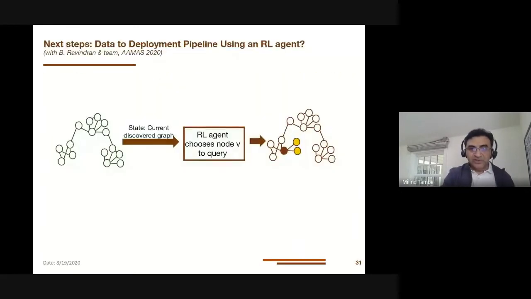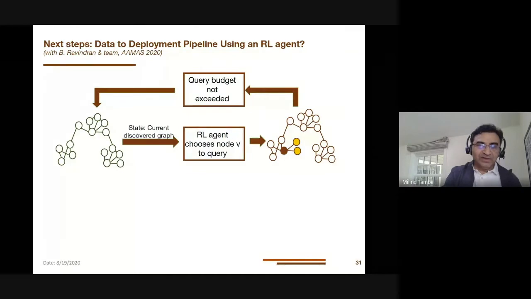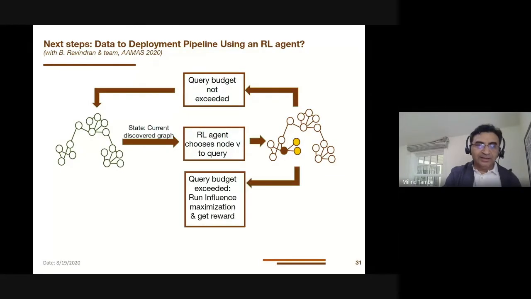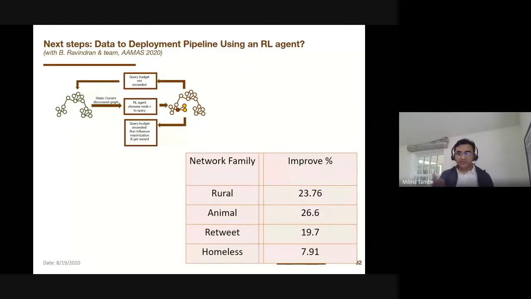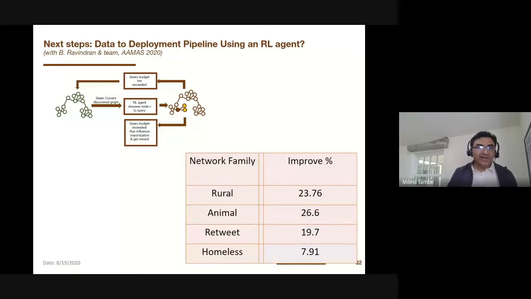So I'm going to skip this video. A last bit on this before we stop for questions. More recently, with Professor Ravindran at IIT Madras at AAMAS 2020, we presented a reinforcement learning approach to the same problem, where essentially you start with a small portion of the network, and the RL agent then learns a policy. It does so by choosing nodes to query, and as long as the query budget is not exceeded, it will keep querying. Once the query budget is exceeded, it will run influence maximization to get a reward, and then learn a policy of how to choose which nodes to query. So in comparison to our algorithm, there is improvement. This is basically showing there's a lot of room here to do more research. So I'll stop here and take your questions at this point.